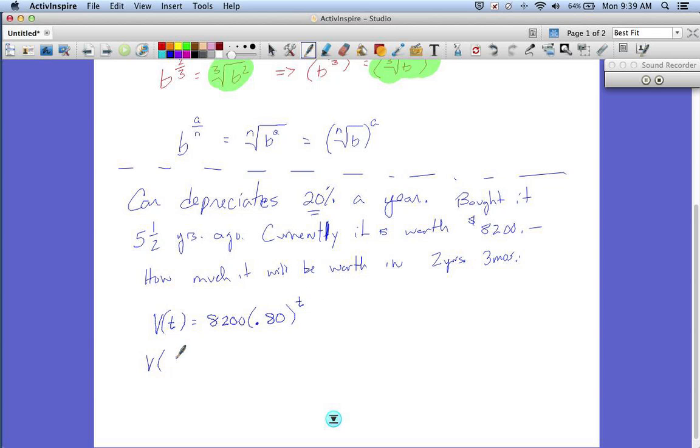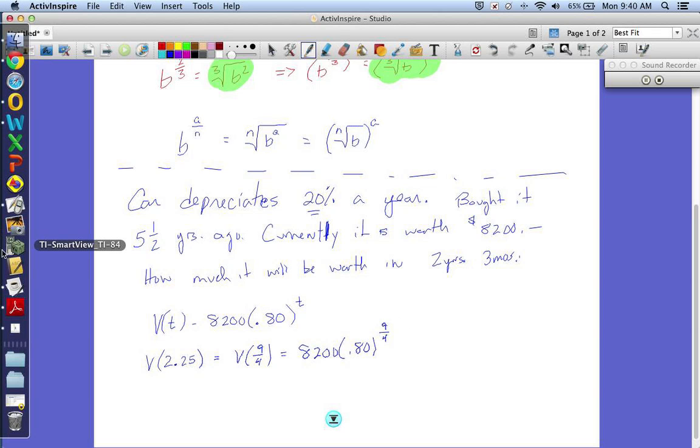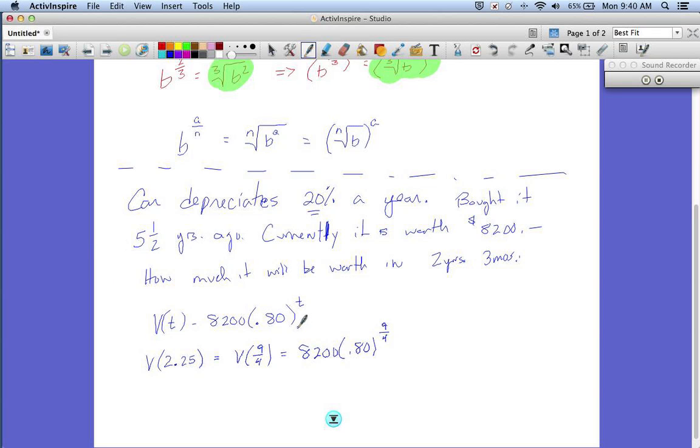So if I want to find out in 2 years and 3 months, well, 3 months is a quarter of a year. That's 2.25, and 2.25 is the same as 9/4. So my value is 8,200 times 0.80 to the 9/4. And we'll jump over to our calculator here, which is not open, but I had opened it earlier. At any rate, I already have this written down. You'll have to trust me on this one. It comes out to $4,963.